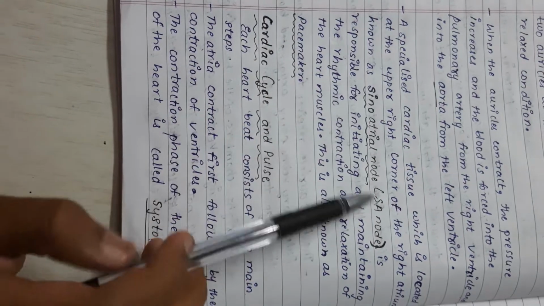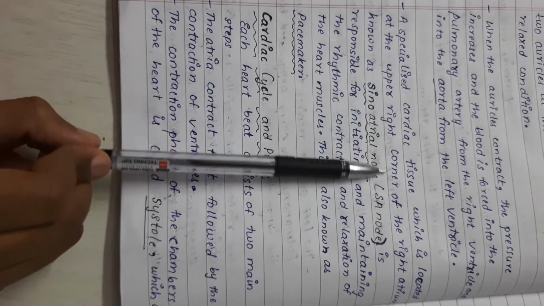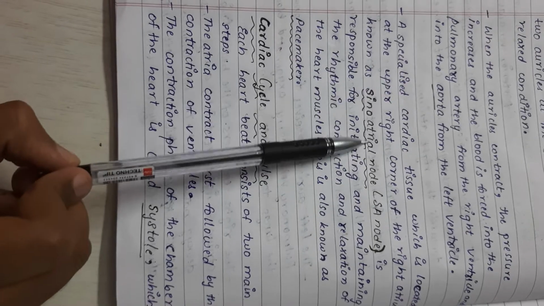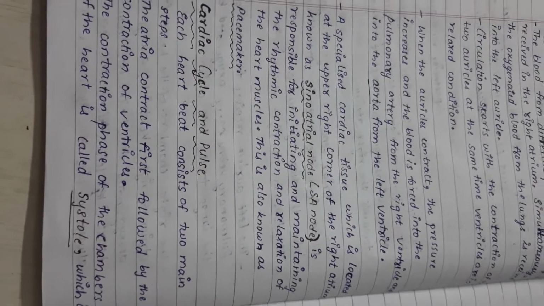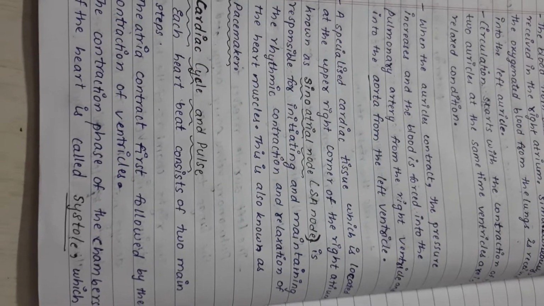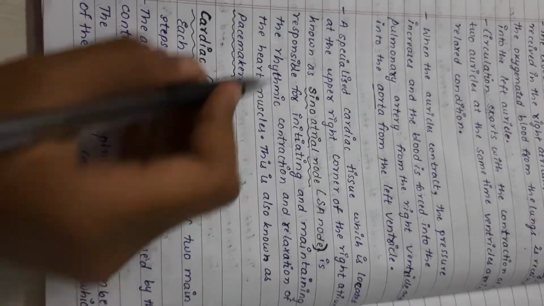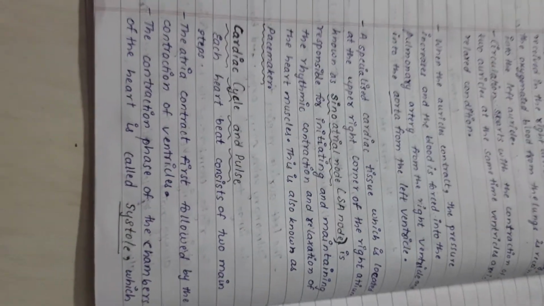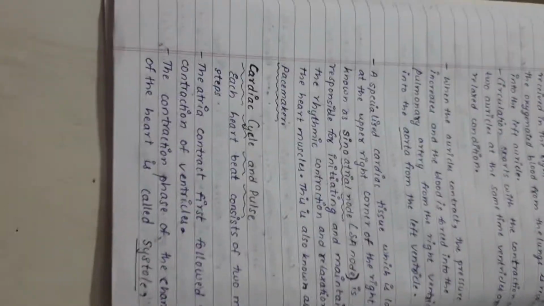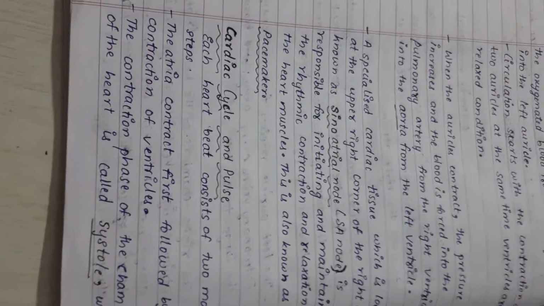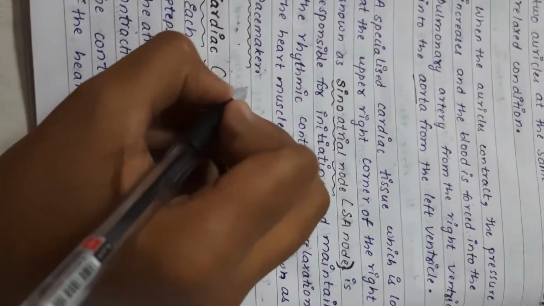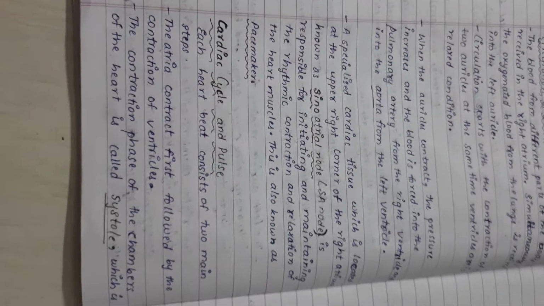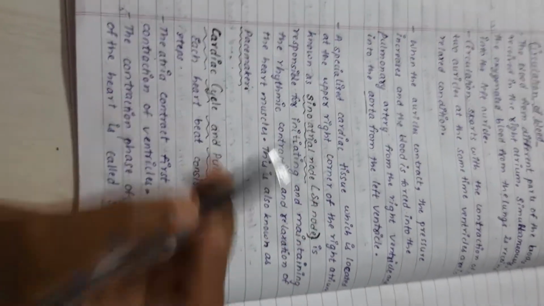A specialized cardiac tissue which is located at the upper right corner of the right atrium is known as the sinoatrial node or SA node. I told you it initiates and maintains the rhythmic contraction and relaxation of the heart muscles. This is also known as the pacemaker. A person who doesn't have this has an artificial pacemaker. This artificial pacemaker is the same as the natural pacemaker, but it is placed artificially. It's not the real pacemaker, but it functions the same as a real pacemaker.